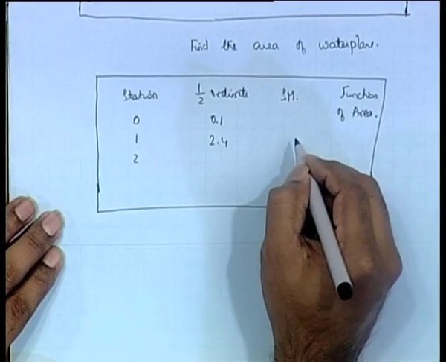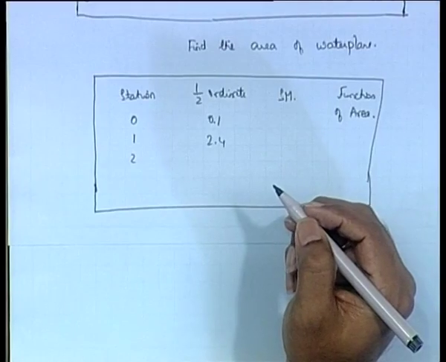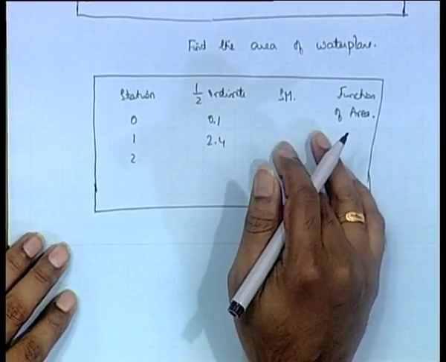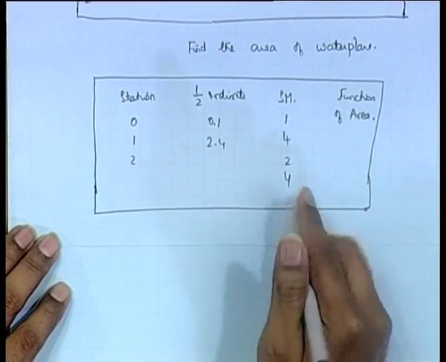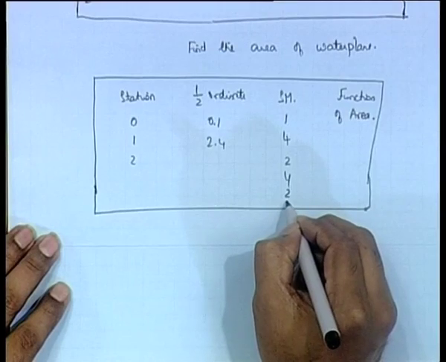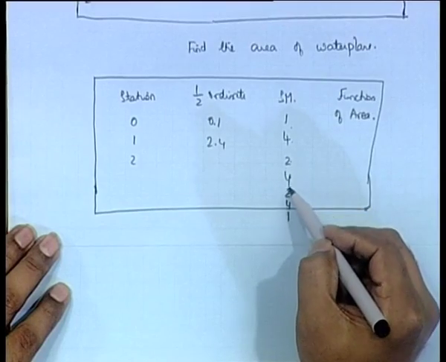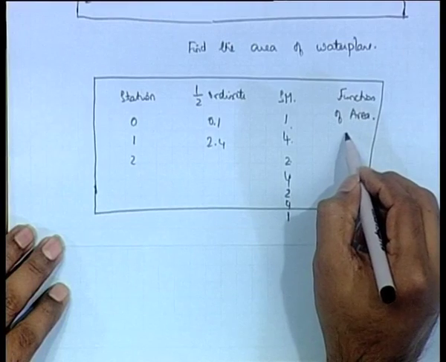Now, look at the number of ordinates. In this case there are 1 2 3 4 5 6 7 ordinates. So, you can apply Simpson's first rule, since 7 is an odd number. So, for this problem this is possible. Then you find the function of area here.